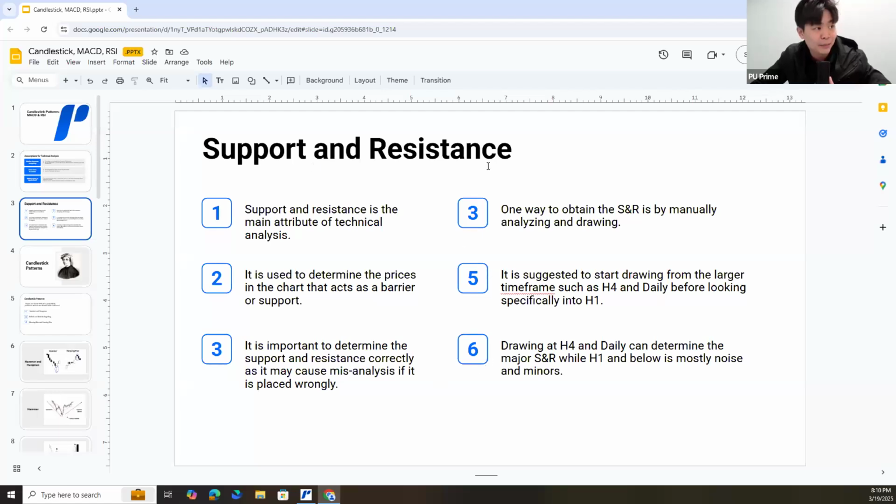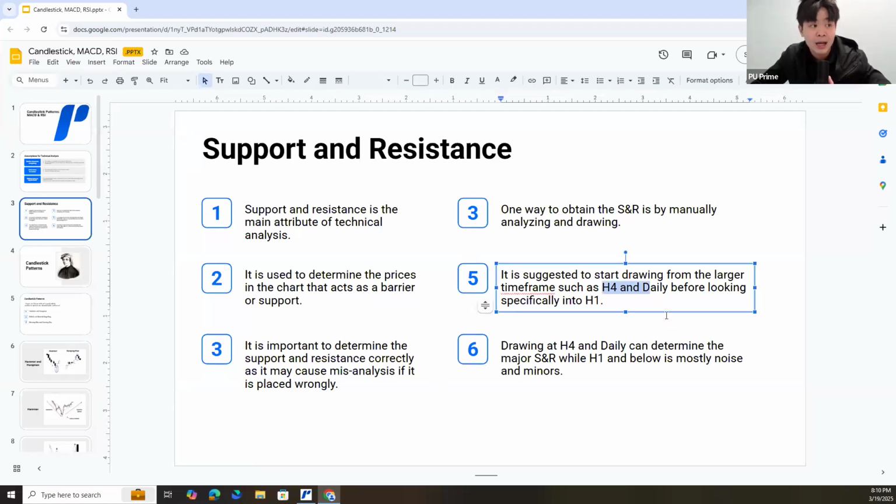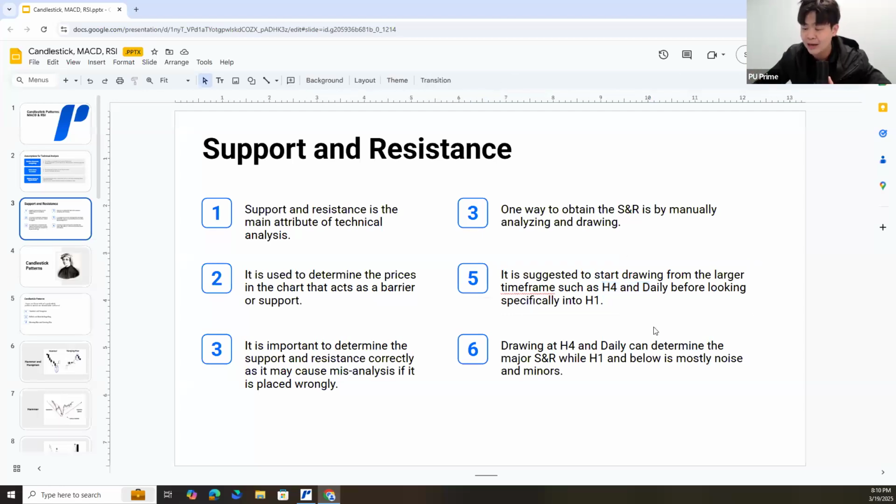Normally for support and resistance levels, we suggest you use H4 to day one. After you have a clear understanding of the major trends, you can then try to analyze on H1, or even 30 minutes or 15 minutes. H4 and daily just give you a brief understanding of the major trends in the market.